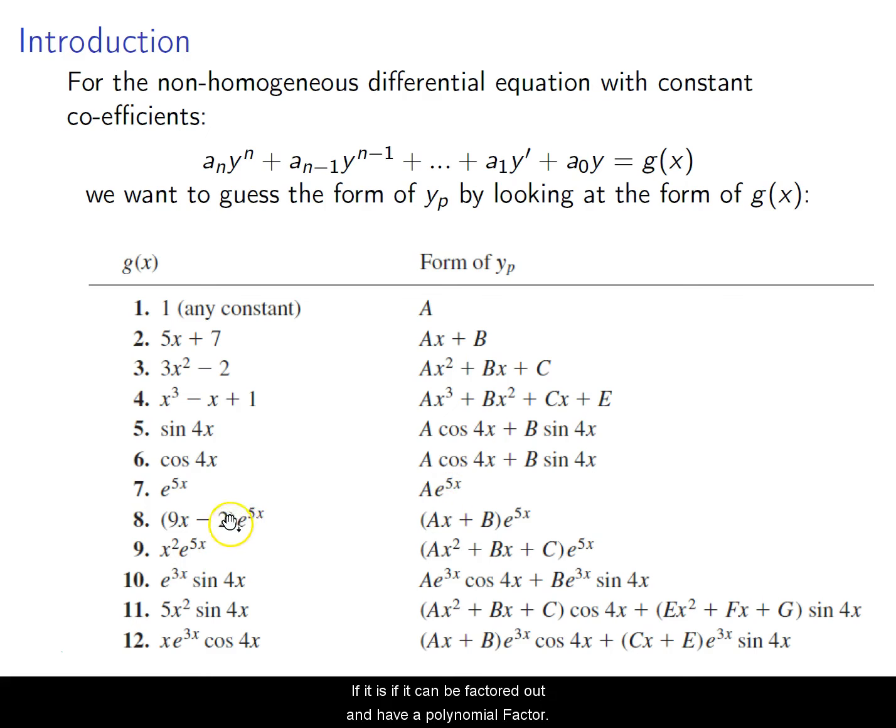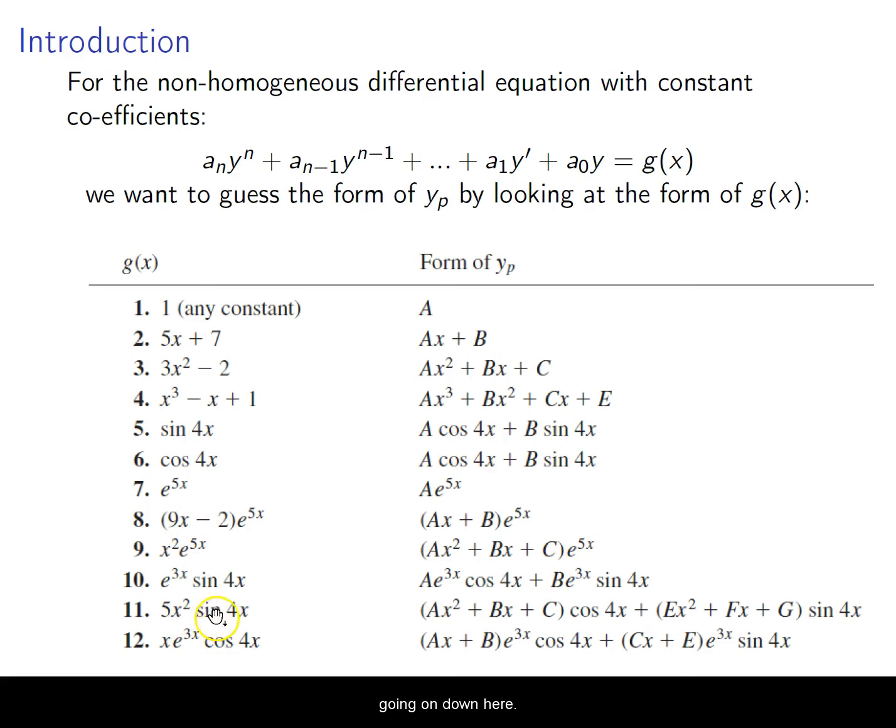If it can be factored out and have a polynomial factor, then we do the same thing that we did up here with the polynomials. Whatever the degree of the polynomial is, that will be attached as a factor to this exponential, right? So here we have x squared. So here we have the full general form of a quadratic attached to my exponential, okay? Because just because there's no x term or constant term showing up here as a factor does not mean that my particular solution will not. Okay, so we write the whole thing as my potential form. And any combination of these.